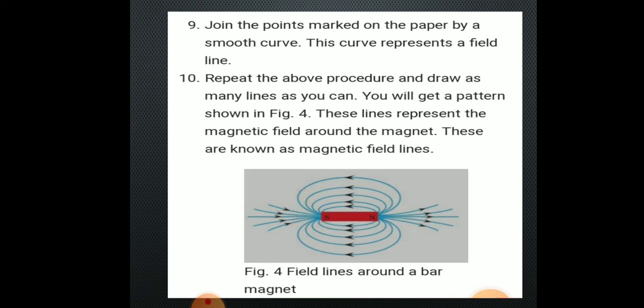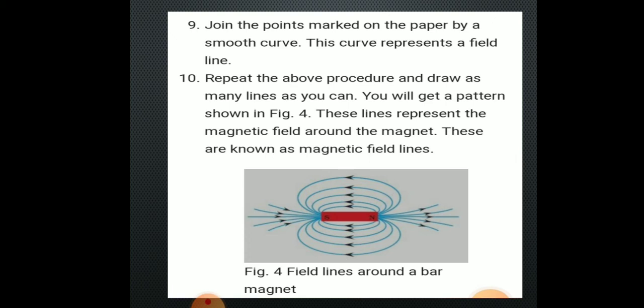So these lines represent the magnetic field around the magnet. You can observe that these are the magnetic field lines. Yes, it is nearer at the poles. As you go far, the distance between the field lines increases. It is closer near the magnet. At a distance, it is a little bit far away.